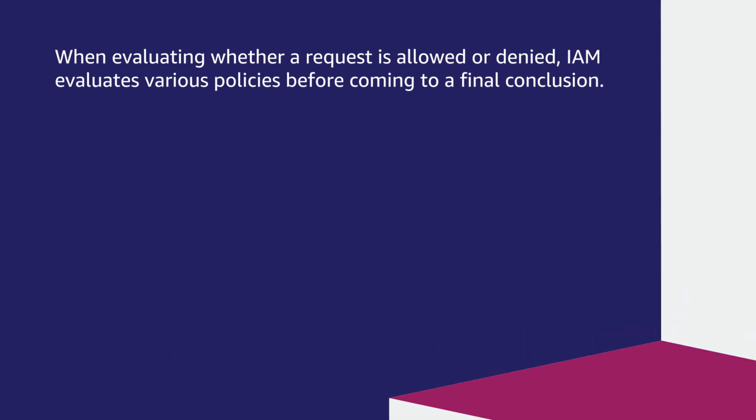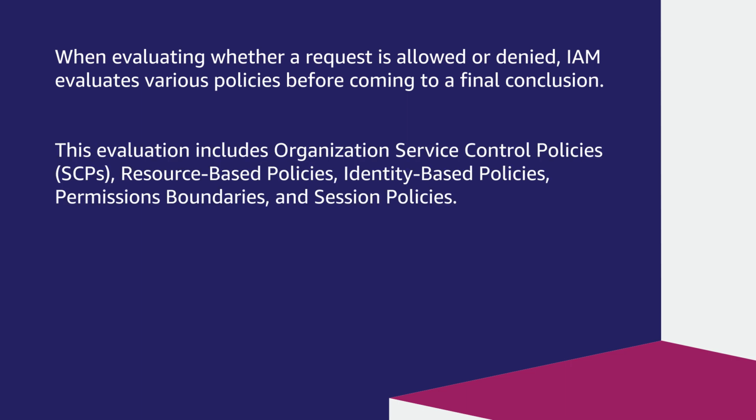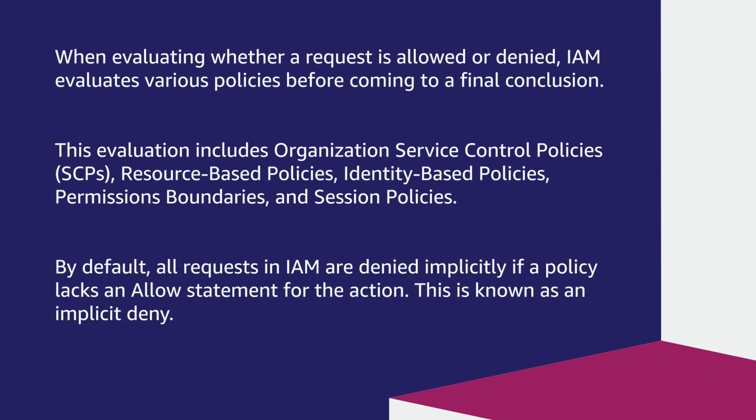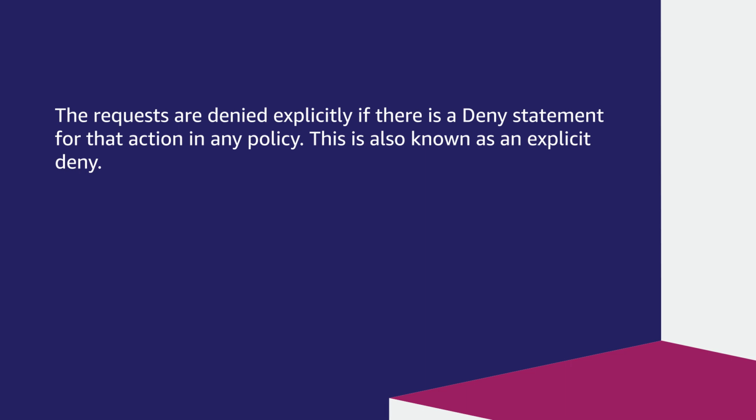When evaluating whether a request is allowed or denied, IAM evaluates various policies before coming to a final conclusion. This evaluation includes Organization Service Control Policies, or SCPs, Resource-Based Policies, Identity-Based Policies, Permissions Boundaries, and Session Policies. By default, all requests in IAM are denied implicitly if a policy lacks an allow statement for the action. This is known as an implicit deny. The requests are denied explicitly if there is a deny statement for that action in any policy. This is also known as an explicit deny.